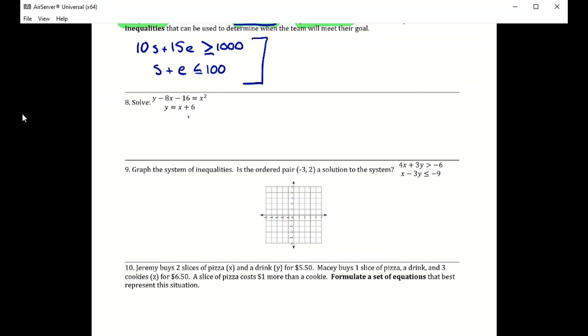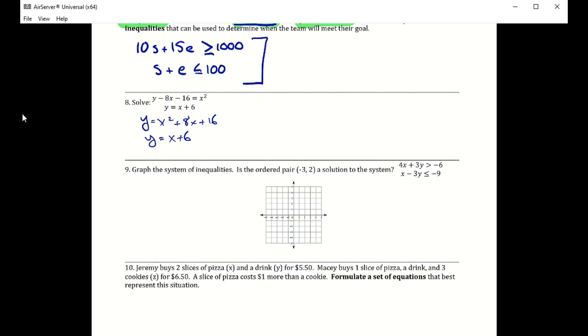So graphically, you would just solve the first equation for y. So you go y, add 8x and 16 to both sides. So y equals x squared plus 8x plus 16, and y equals x plus 6. Second trace intercept, find your 2 points, or 1 point, or no point, depending on how they work. In this case, you should get 2 solutions.